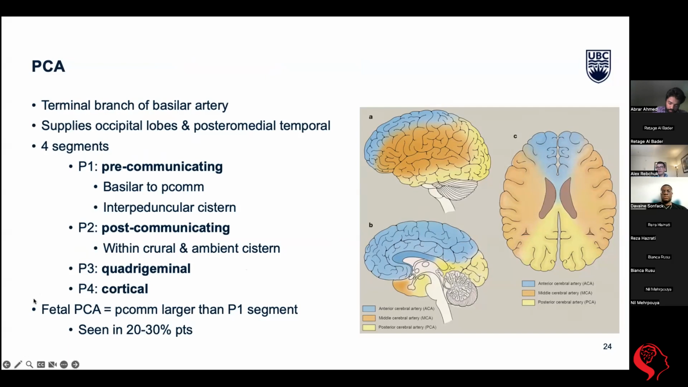A term you may have heard of, fetal PCA, may come up a lot. Or pardon me, this should be a fetal PCOM. That's a typo. It should say fetal PCOM, but fetal PCOM is when the PCOM is actually larger than the P1 segment. And that's quite common.